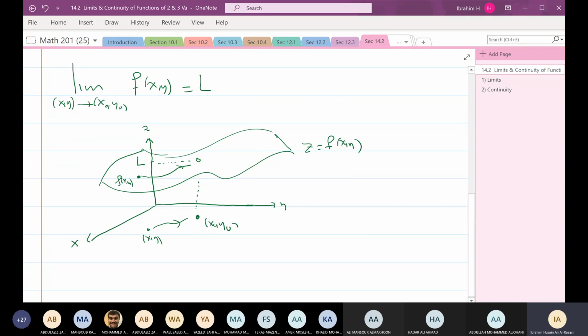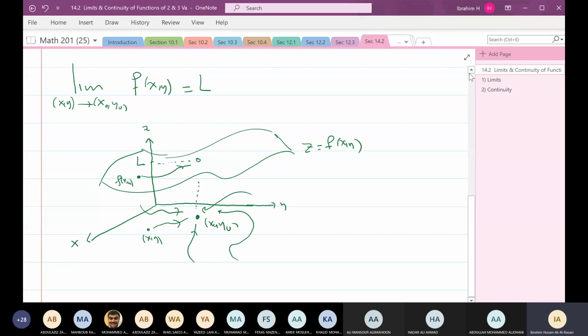Remember, my plane is, my floor is the domain, so I can approach (x0,y0) here through different paths. I can approach it through this path, or through this path, or through this path, and so on. So I can approach a point through different paths in the floor. My domain is the floor, so I can reach the point (x0,y0) through infinitely many paths.